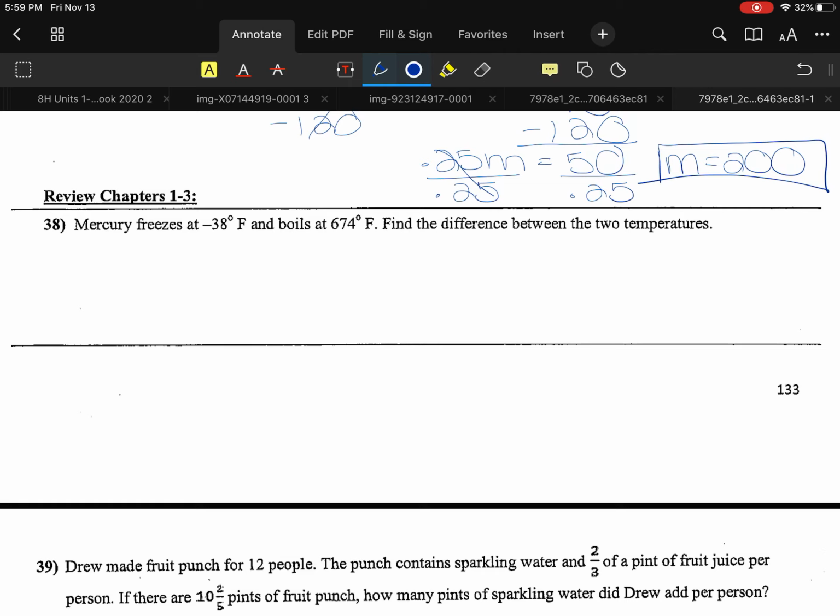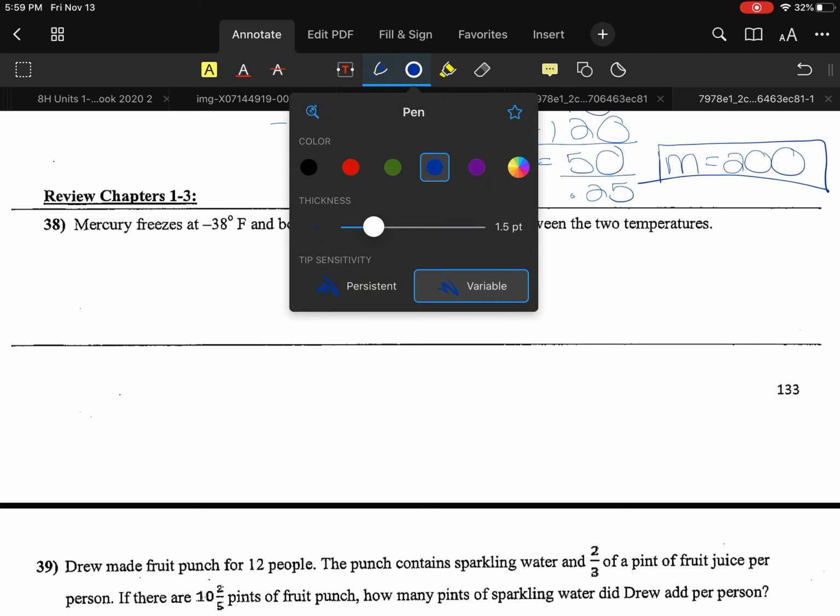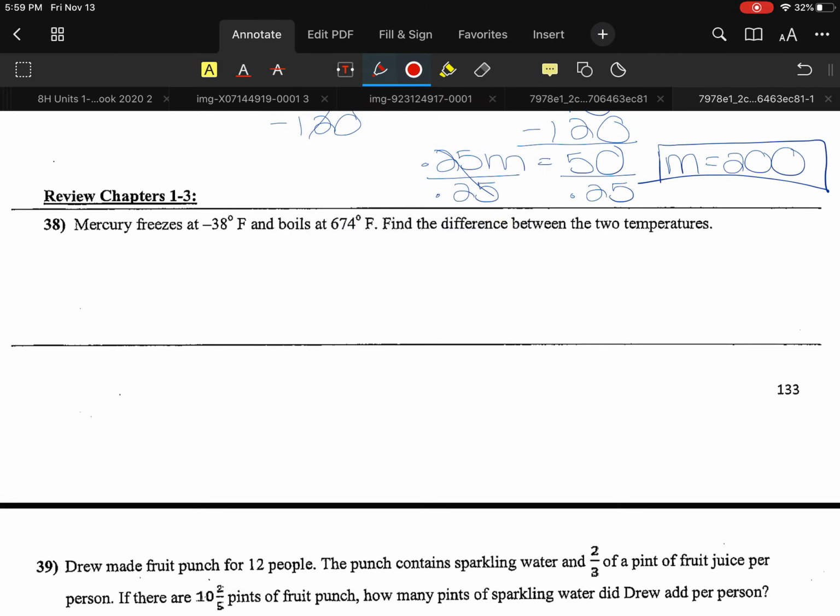Review of chapters 1 through 3. So the first part of this video was reviewing solving equations and translating and solving equations, all from chapter 4. The whole next section is review of chapters 1 through 3. Again, hopefully you've done this already and you're just checking and correcting.